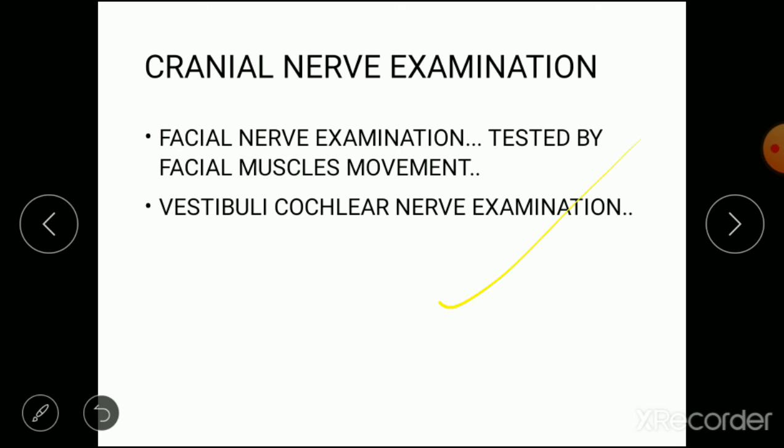Then cranial nerve examination, which also includes neuro examination. In cranial examination, basically the facial nerve and vestibulocochlear nerve examination we have to check because they are more affected in the MCA patient. The facial nerve is tested by facial muscle movement. We have to check the different muscle movements supplied on the face. So that is about cranial nerve examination.